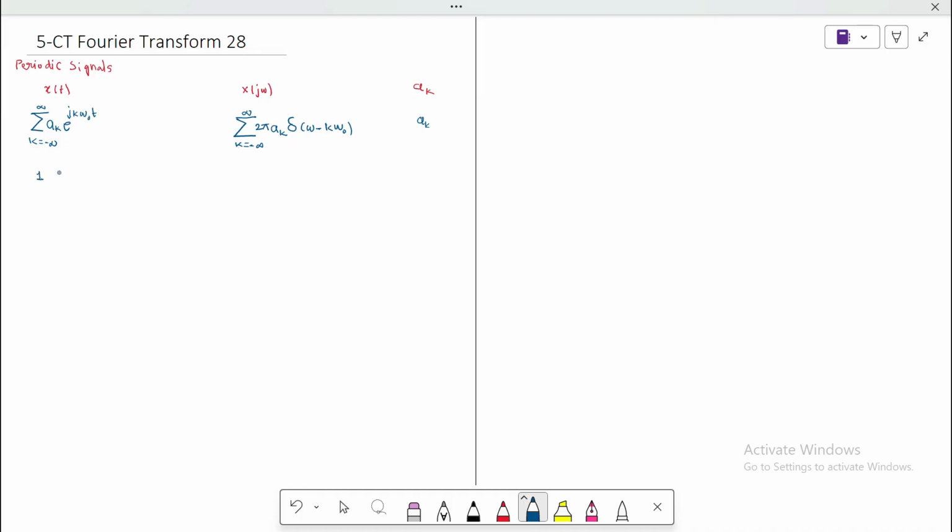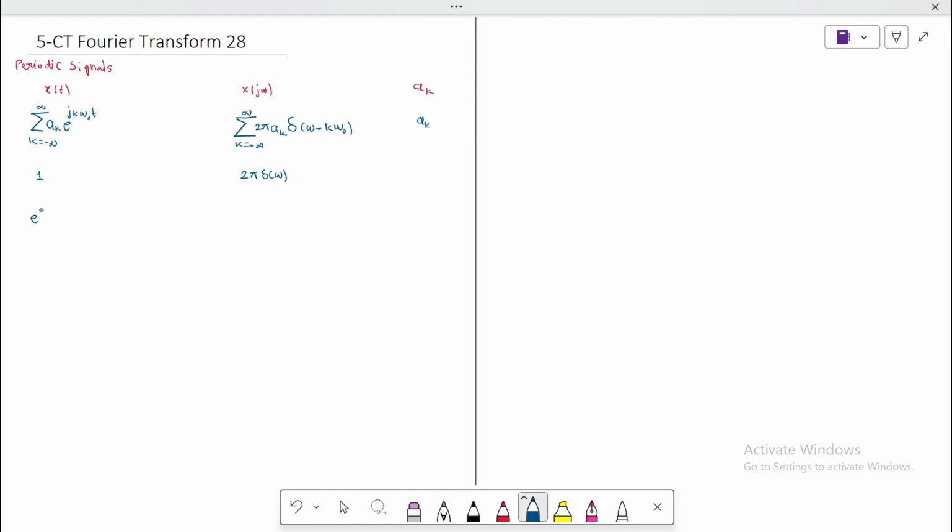So after the duality property, delta of t has Fourier transform equal to 1. After applying the duality property, the Fourier transform of 1 equals 2 pi delta of omega. Is it?